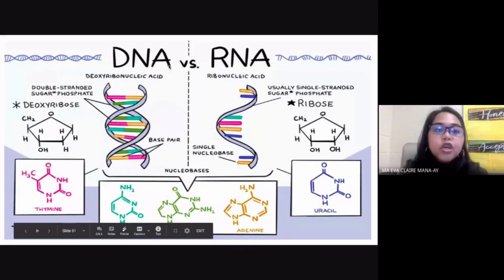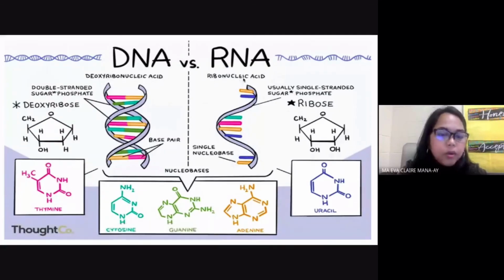You have your DNA and your RNA, deoxyribonucleic acid and ribonucleic acid. Both of them are nucleic acids. Both of them are made up of your nucleotides. You have your ribose sugar here, you also have your phosphate group, and of course you have your N bases. Now, the first difference is in their structure. Your DNA is double-stranded. It has two strands. Your RNA, on the other hand, has one strand only.